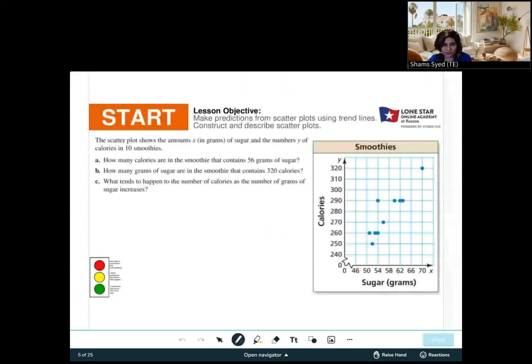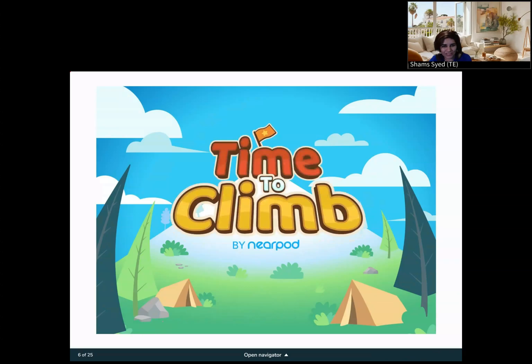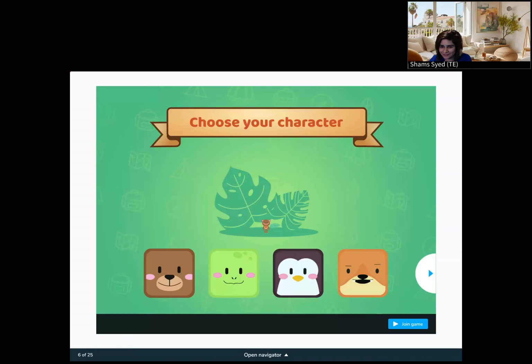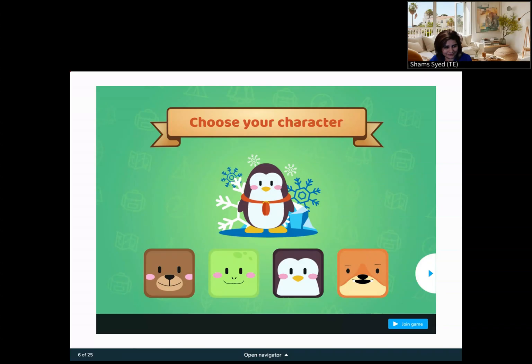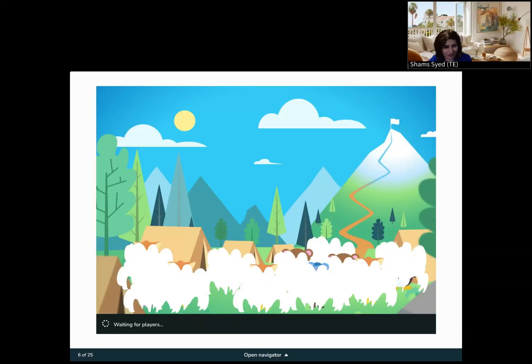So our first activity is here. It's going to be Time to Climb over the scatter plot. Make sure you're near your device so you can participate. We'll choose a character and join the game. The music tells me to start the game. That's why I always try to play the music now. And I do hit join game and I hit start game now.